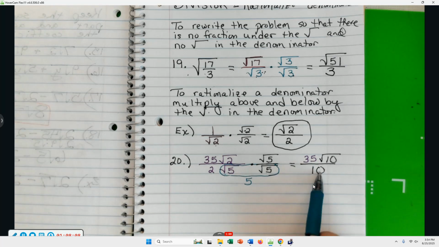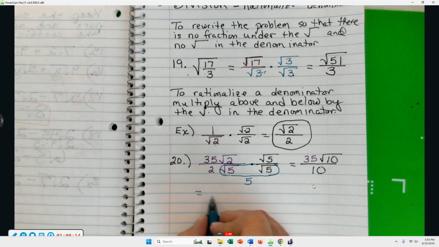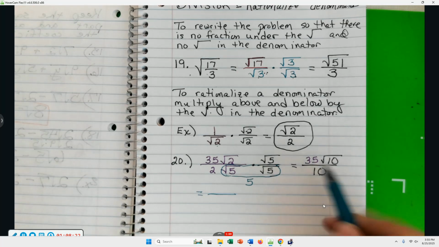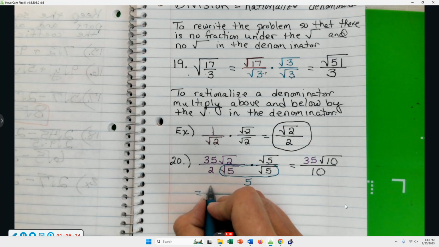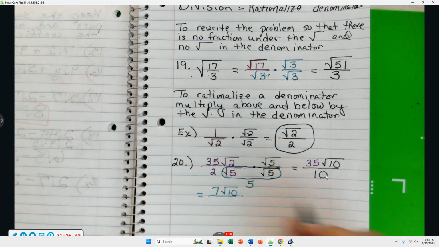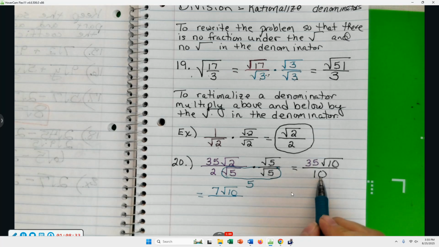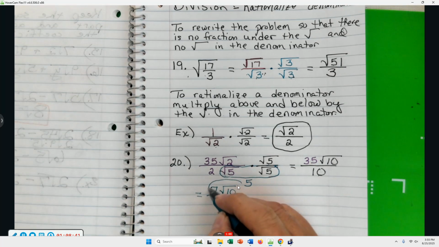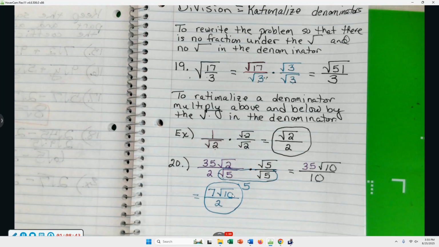Look at the two numbers, the 35 and the 10, the ones that aren't under a square root. What could I divide both of those by? 35 over 10, I could reduce by, they're both divisible by what number? 5? Okay, good. 35 divided by 5 is 7. We still have the square root of 10. And in the bottom, instead of a 10, we have 10 divided by 5 is 2. And you cannot cancel the 2 with the 10. You cannot cancel the stuff that's not under the radical.